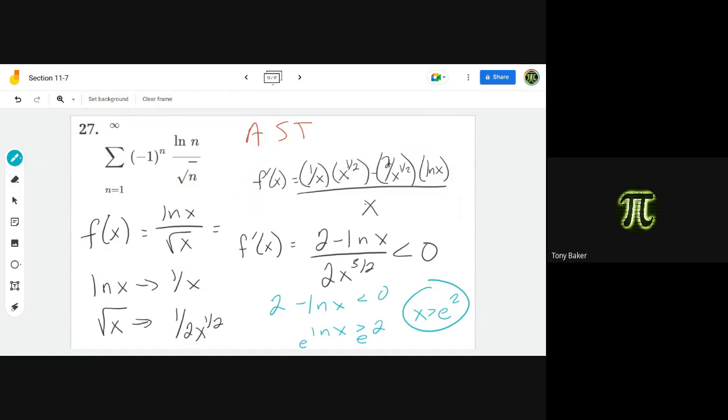So since it is decreasing, we've shown that, and the limit of it goes to 0, based on the AST, the alternating series test, it is convergent.